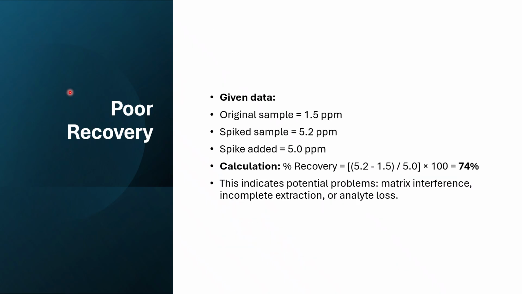When can you say that the recovery was poor for that method or sample? Suppose your original sample contained 1.5 ppm and your spiked sample was 5.2 ppm, and the spike you added in the sample was 5 ppm. So according to the recovery calculation, you get 74%. Now this indicates potential problems like matrix interferences, incomplete extraction or analyte loss.